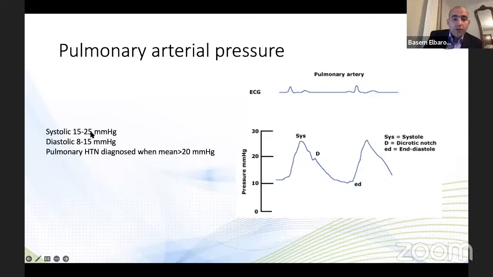These are the normal values for the pulmonary arterial pressure. Pulmonary hypertension is diagnosed when the mean pulmonary pressure is measured as more than 20 millimeters of mercury. It used to be 25. It's changed recently to 20 millimeters of mercury.